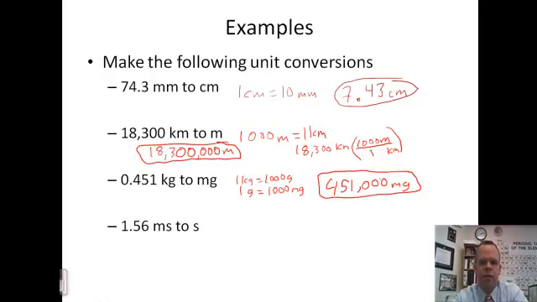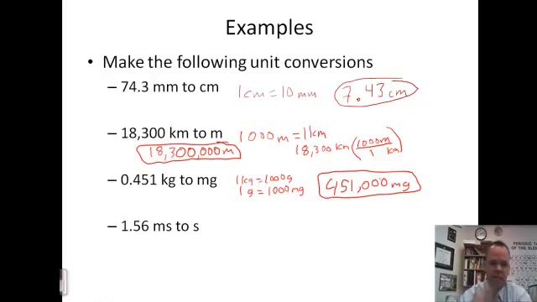One easy way to check to make sure you're doing this correctly is to think about the final answer. Milligrams, there should be a lot more milligrams than kilograms because milligrams is a smaller unit. So my answer should be larger in quantity than my original number.